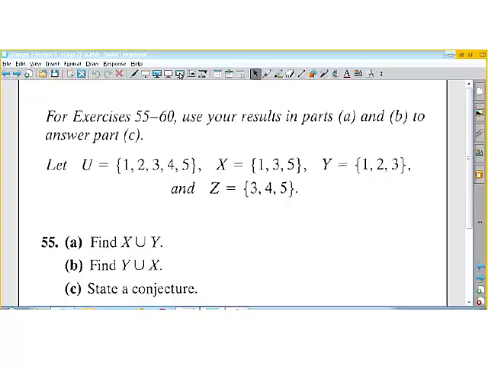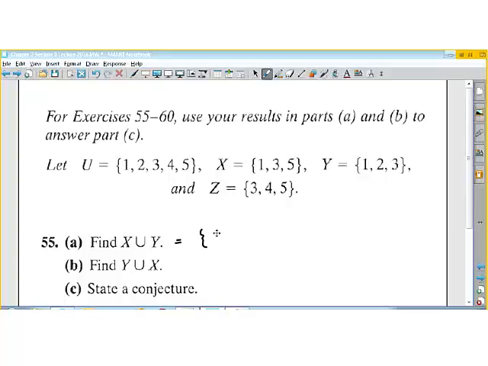So all you have to do in these problems is answer the questions for A and B, and then based on what you see as the results for A and B, make some kind of conjecture about the two. Usually, are the two statements equivalent to each other? So if we look at this, it says find the union of sets X and Y. So here are the two sets. If I wanted to know the union of those two sets, it would be a set, and it would consist of the numbers.